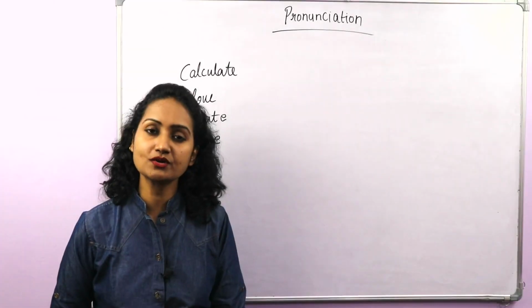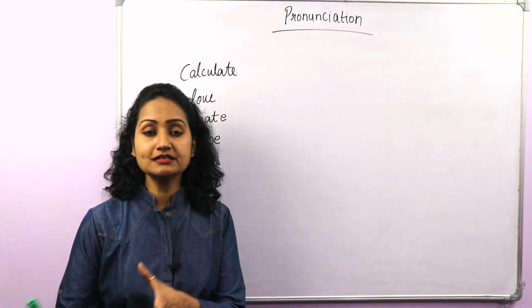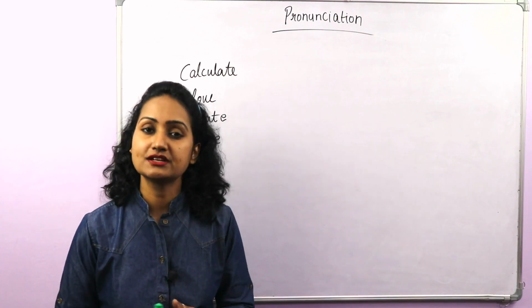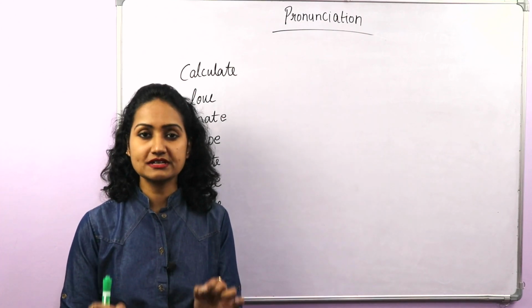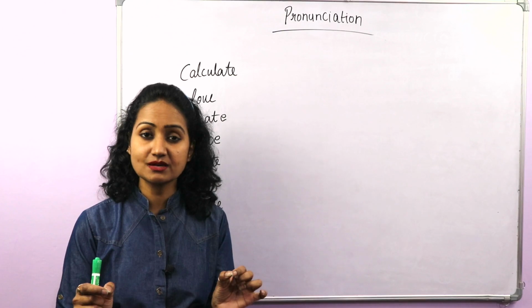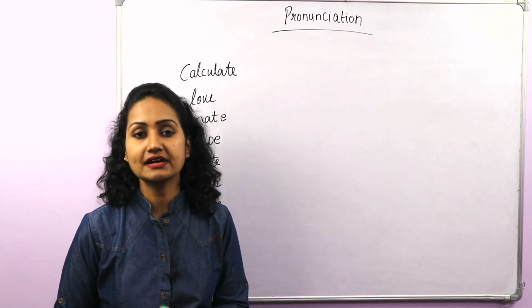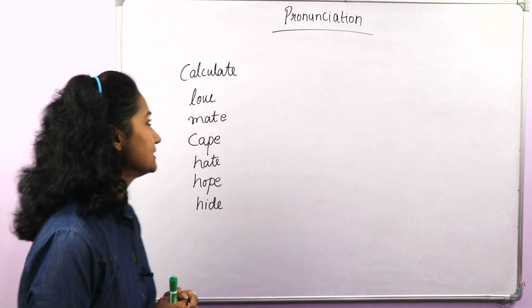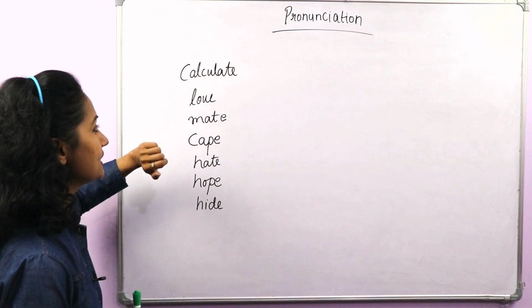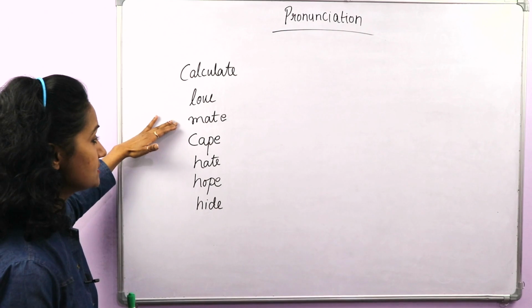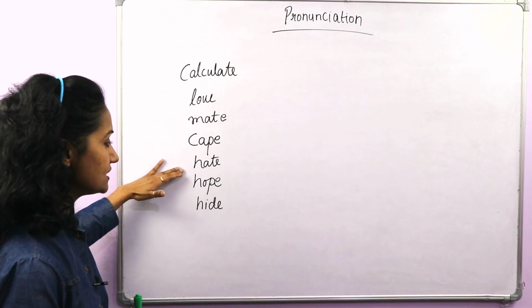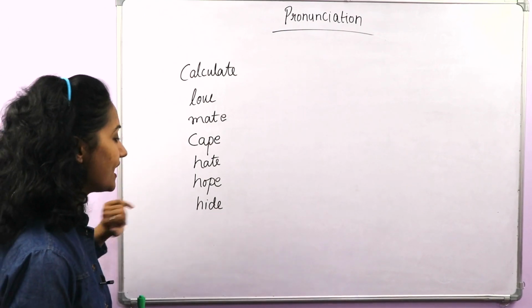Next, let's talk about the letter E. E is generally silent when it comes at the end of the word. The letter E has different sounds, but when it comes at the end of the word, it is generally silent. Like these words: calculate, love, mate, cape, hate, hope, hide.